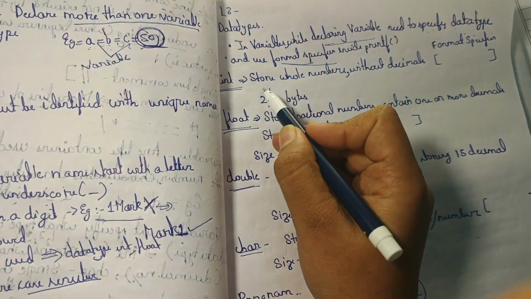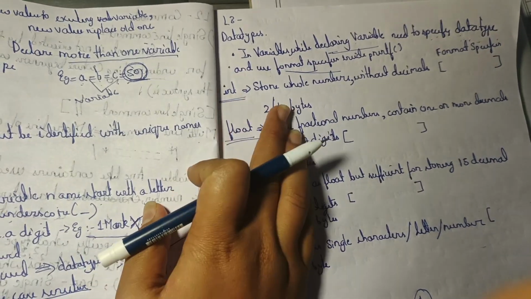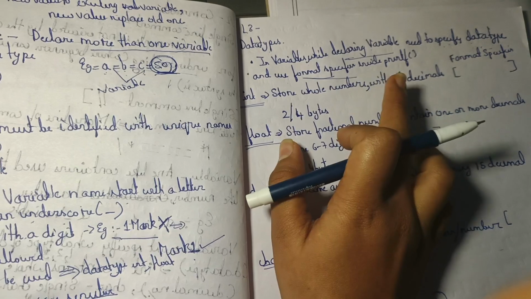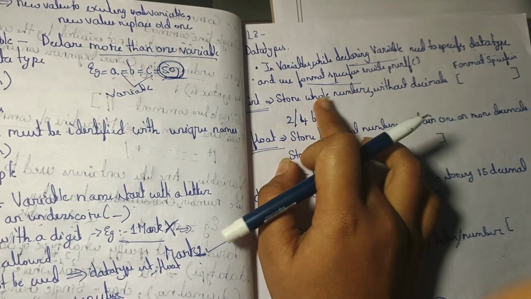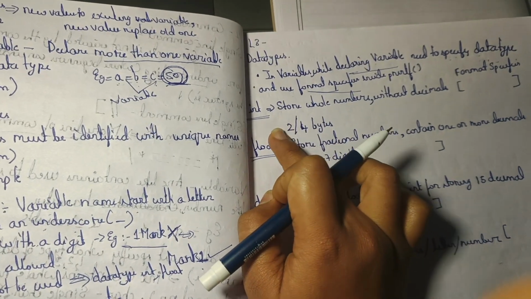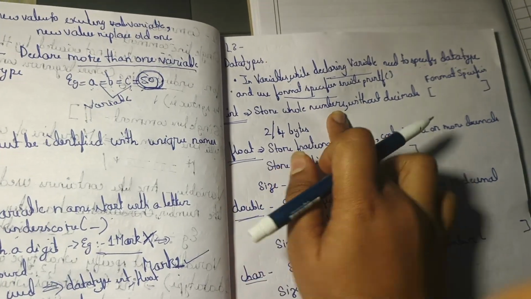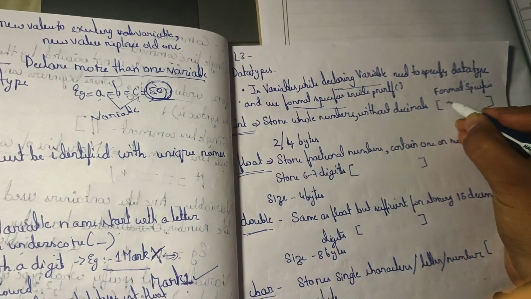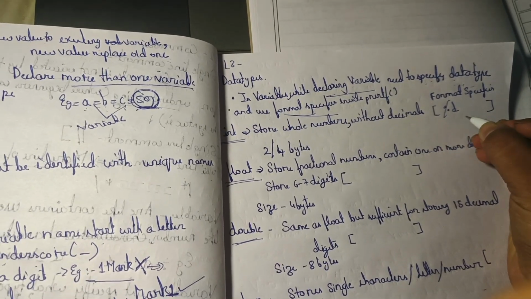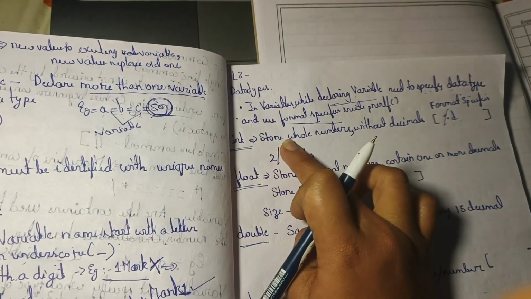The first one is int. It is used to store whole numbers. Whole numbers means there is no decimal point. How much can it store, what is its size? It is 2 to 4 bytes. For integer, the format specifier is %d. To print the values, you have to use %d. Integer is used to store whole numbers.